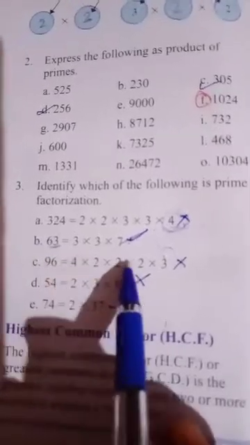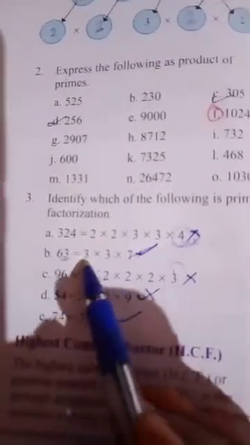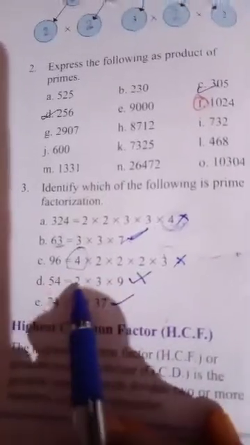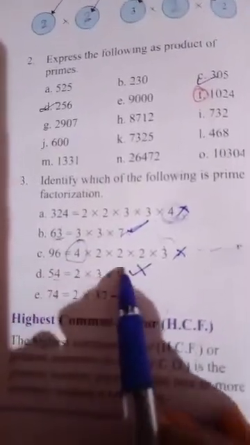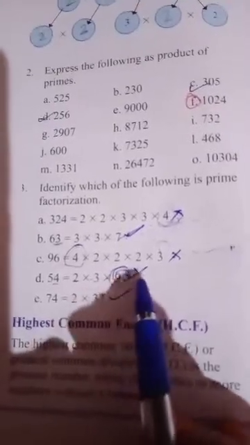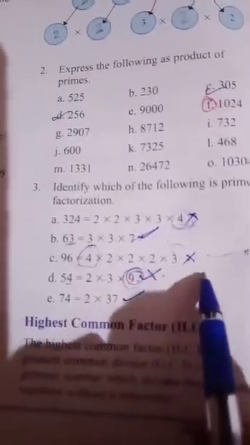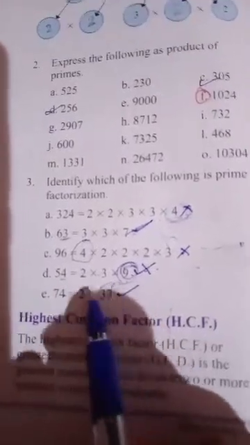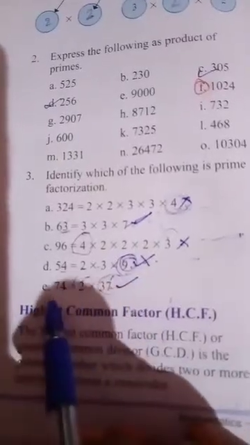Now check 96. In 96, 4 is coming, and 4 is not a prime number, so it is not a prime factorization. You will write that this is not a prime factorization. Okay, 54, 2 into 3 into 9. 9 is not a prime number, so this cannot be a prime factorization. See 74, 2 into 37. 37 is a prime number, and 2 is also a prime number. If you multiply 2 and 37, you will get 74.